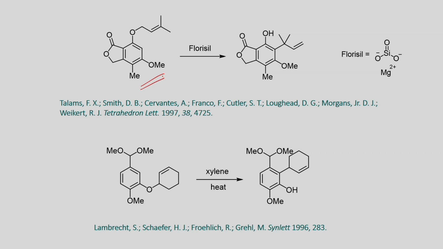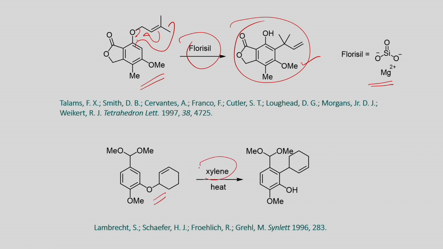Now, let us look at this compound. When you heat this compound in the presence of fluorosil, the structure of which is shown here, it can readily undergo rearrangement as shown here. You will be able to get this compound, you can see here. The next example involves a similar thermal reaction: when you heat this compound, as we have just seen, this also can undergo reaction.